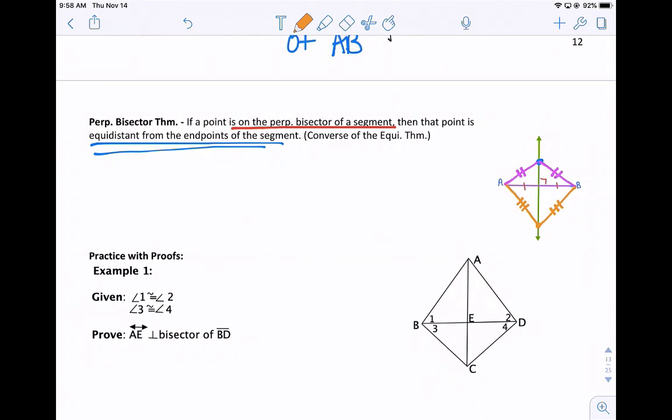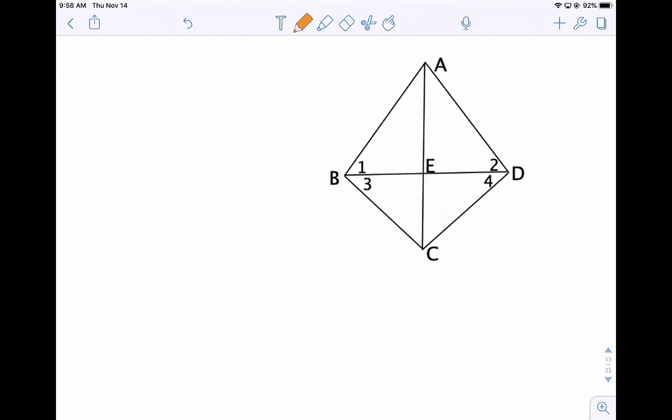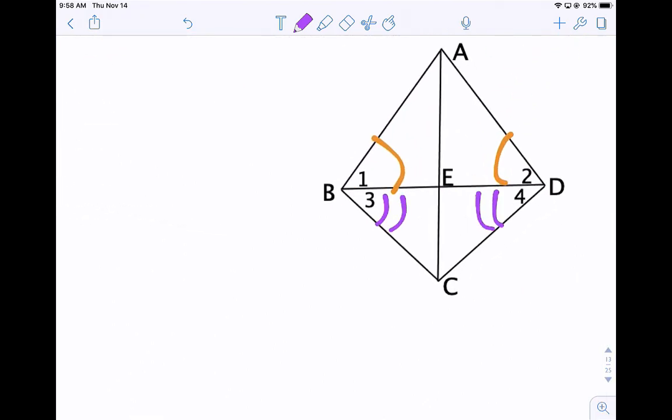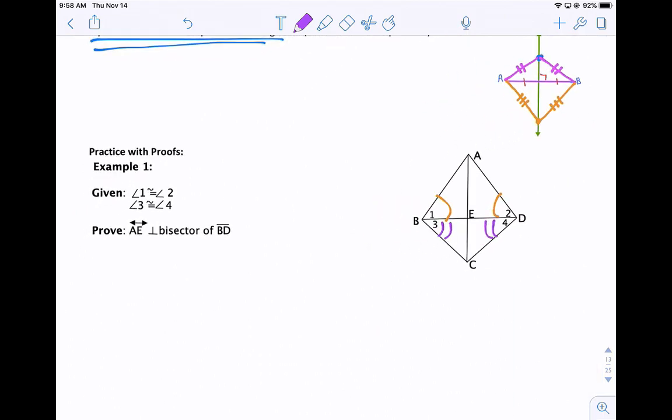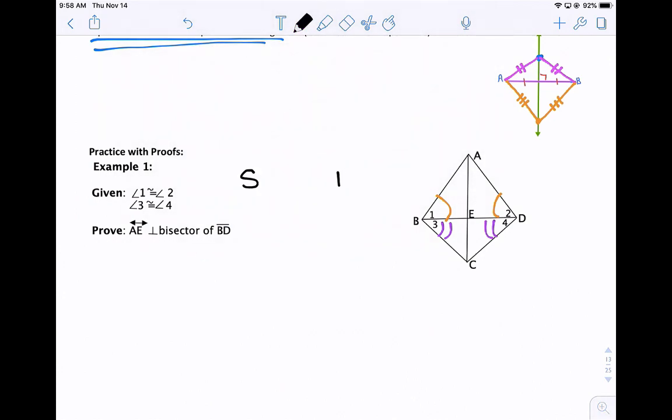Okay, so let's see what that looks like in a proof. All right, given angle 1 is congruent to angle 2, angle 3 is congruent to angle 4. Prove that AE is a perpendicular bisector of BD. Okay, so let's write up our proof. First we have what's given.